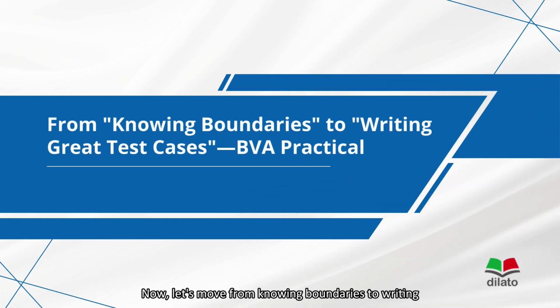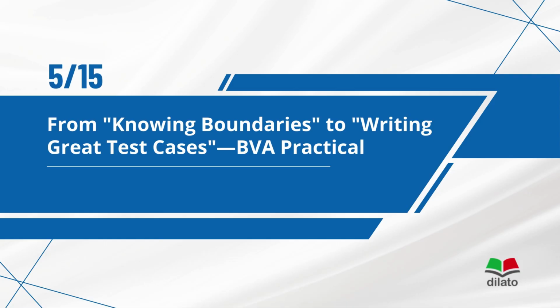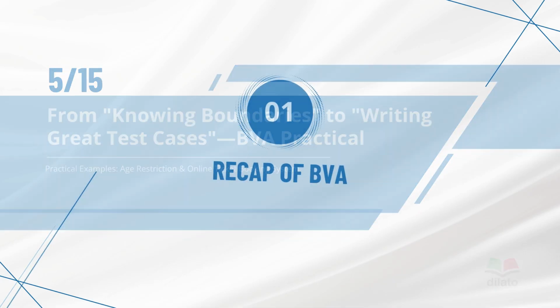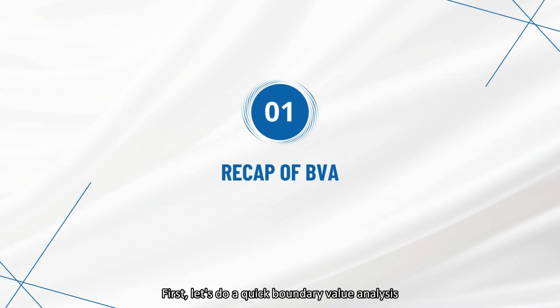Now, let's move from knowing boundaries to writing great test cases with BVA Practical, the fifth episode of this series. We'll use age restriction and an online ticket booking system as examples. Let's dive in. First, let's do a quick boundary value analysis refresher.